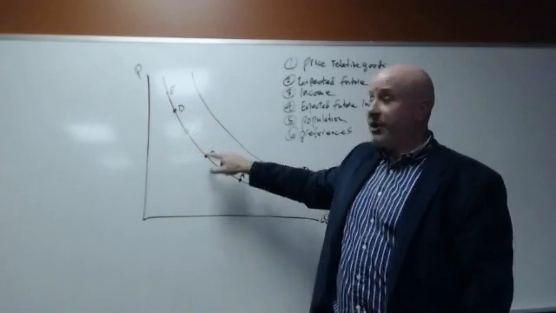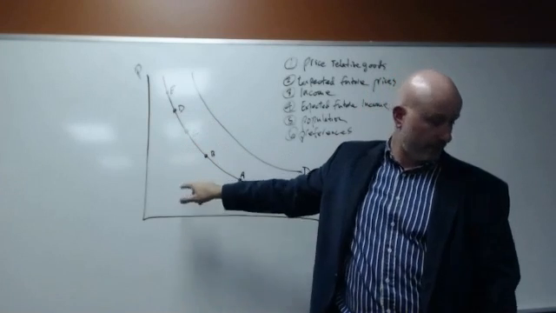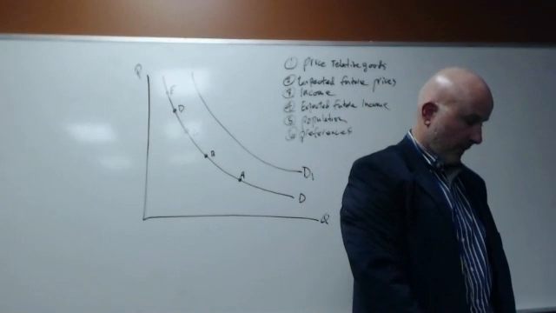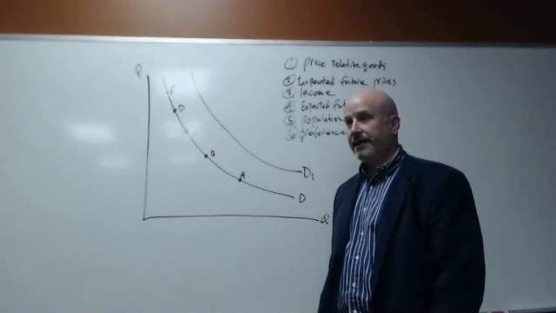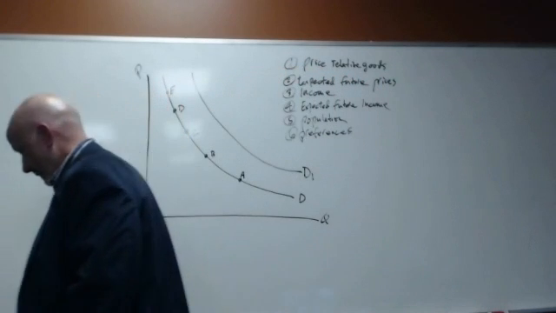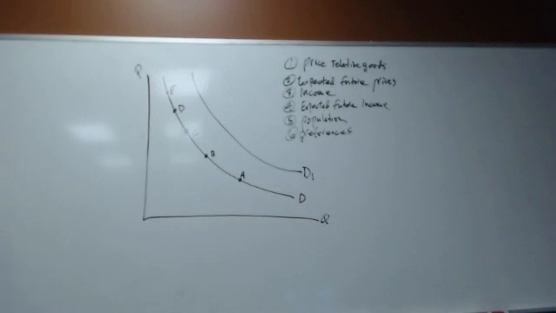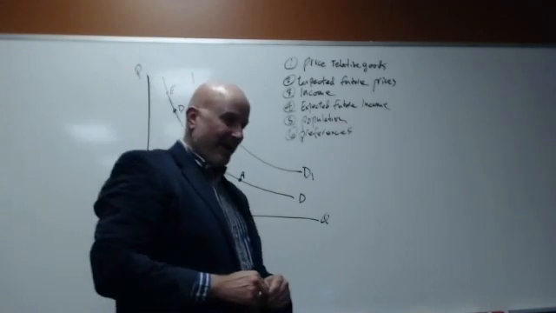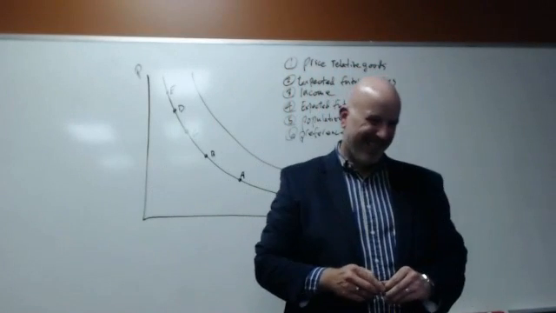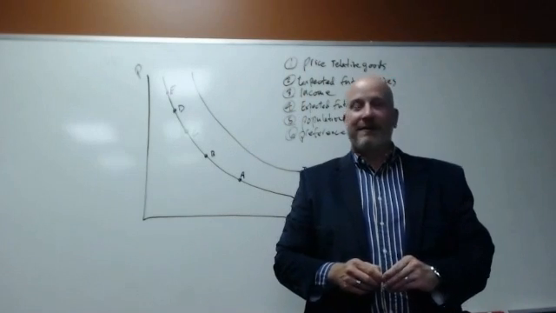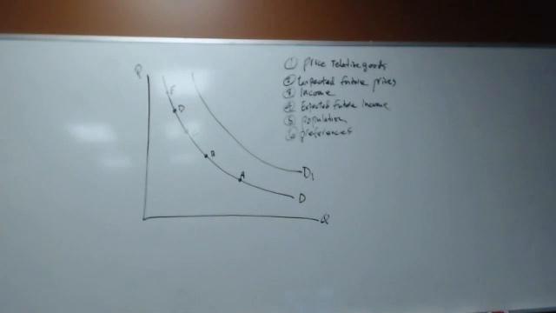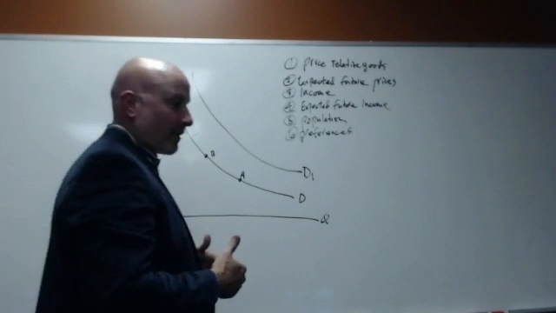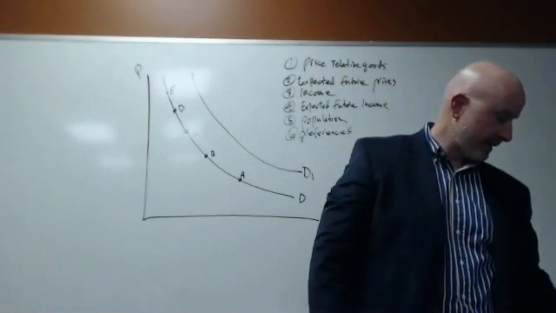Now, what would have caused this to shift to the left? What type of good? An inferior good: a good for which demand decreases as income increases. Give me an example of an inferior good. Generic toilet paper. Hot dogs. There we go. It's interesting what you get when you ask that question, but anyway, an inferior good is one in which demand decreases as income increases.